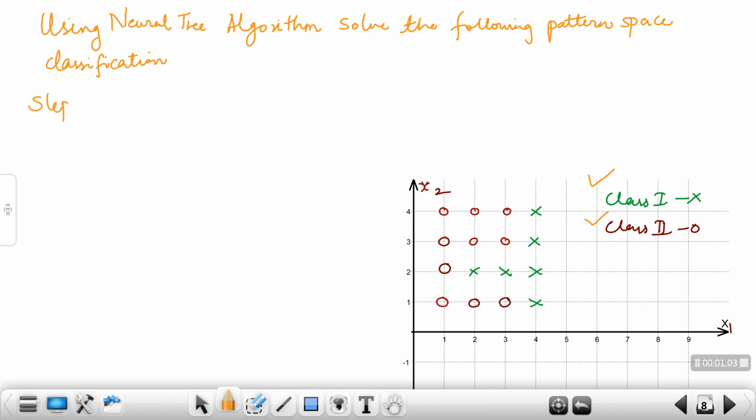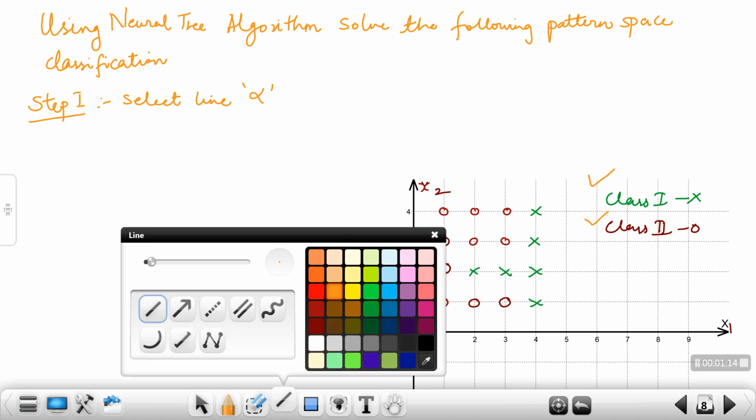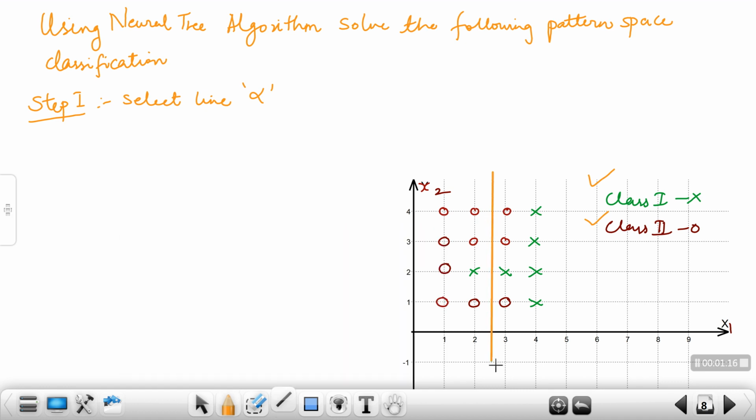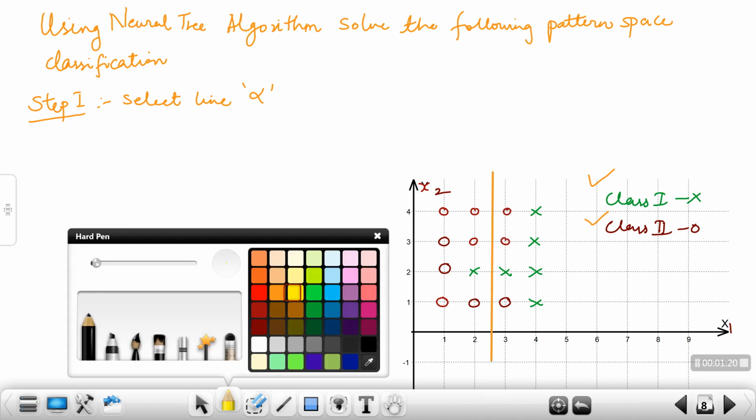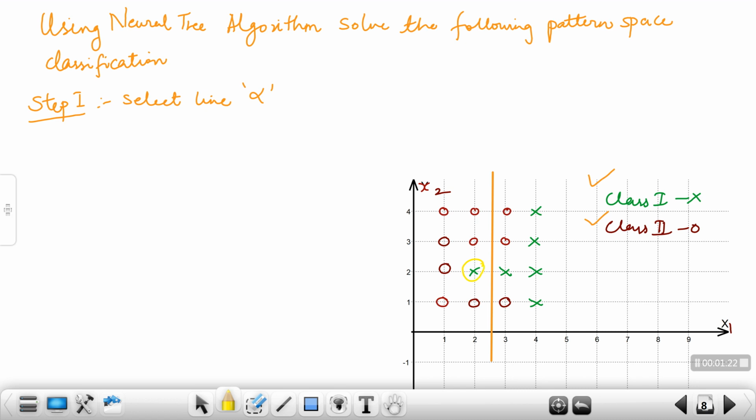So step 1, if at all we proceed, we select line alpha. Where shall we select this line alpha? I would randomly select this line alpha somewhere here. Now if you look at this particular line, we have 1 misclassification, 2, 3, 4 misclassifications. You can draw the line anywhere else also, in such a way that you find that there are lesser misclassifications.